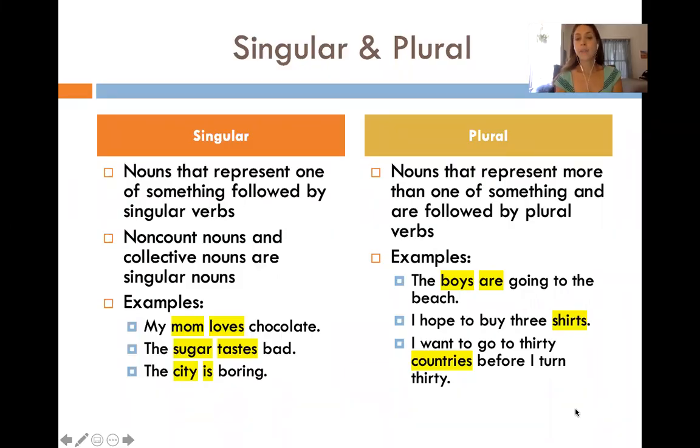I hope to buy 3 shirts. I want to go to 30 countries before I turn 30. So we have boys as a plural noun, so we have to have are. We have shirts, or we have 3 of something, so we can pluralize it by adding an S. And then we have 30, which is more than one of something, so we have to add an S to countries as well. So these are singular and plural nouns.